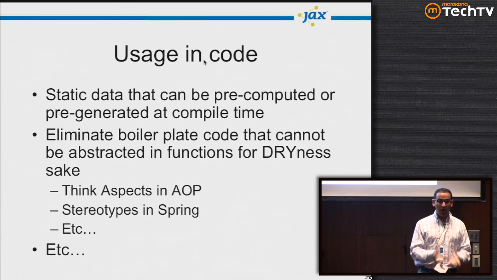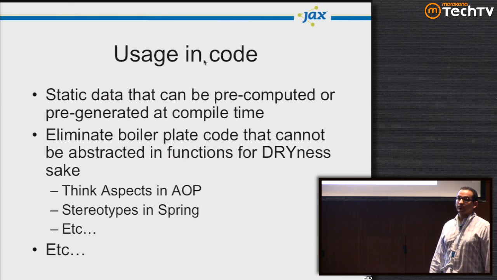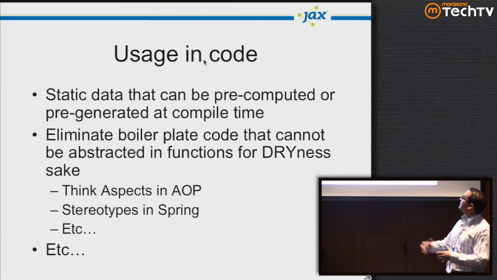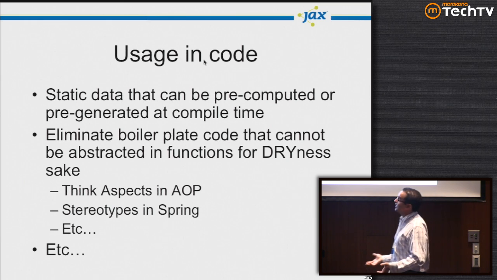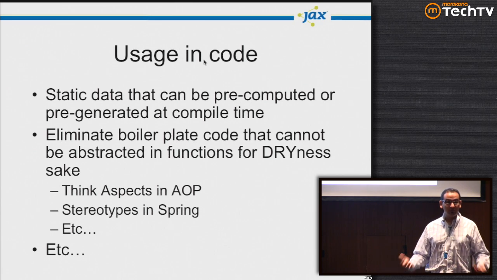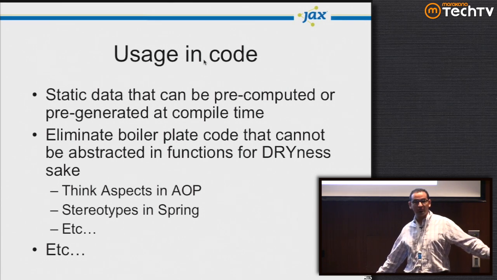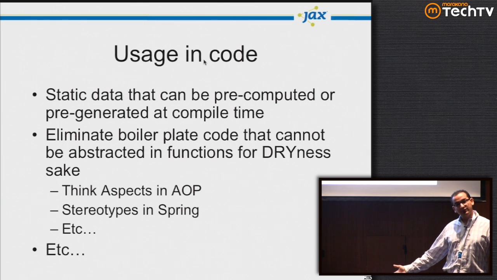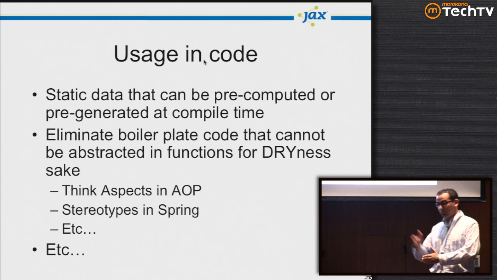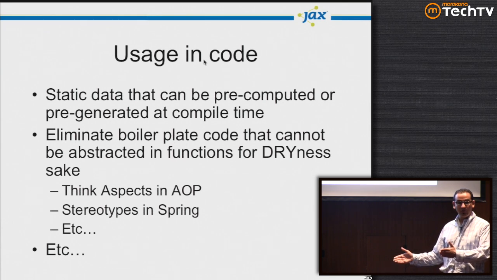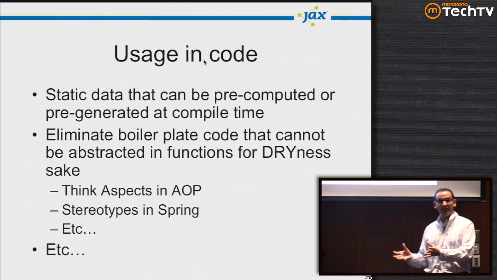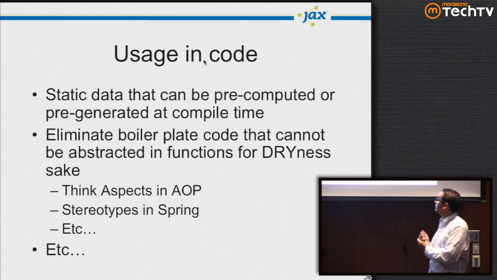Usage in code. Why would we use metaprogramming? These are a couple of examples. There is certainly a lot more. But when you have a lot of static data that can be pre-computed or pre-generated at compile time, let's assume that depending on your environment, you have to create huge lookup tables. You could either wait until the program starts and take a performance hit and do those computations then, or you could do that beforehand, write code that would interact with the compiler or ask the runtime itself about certain information, and have that data prepared for your application before it starts.